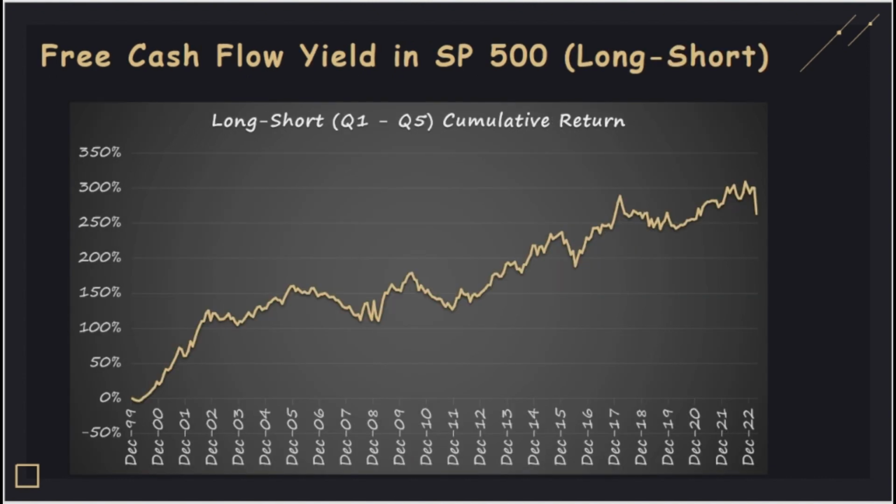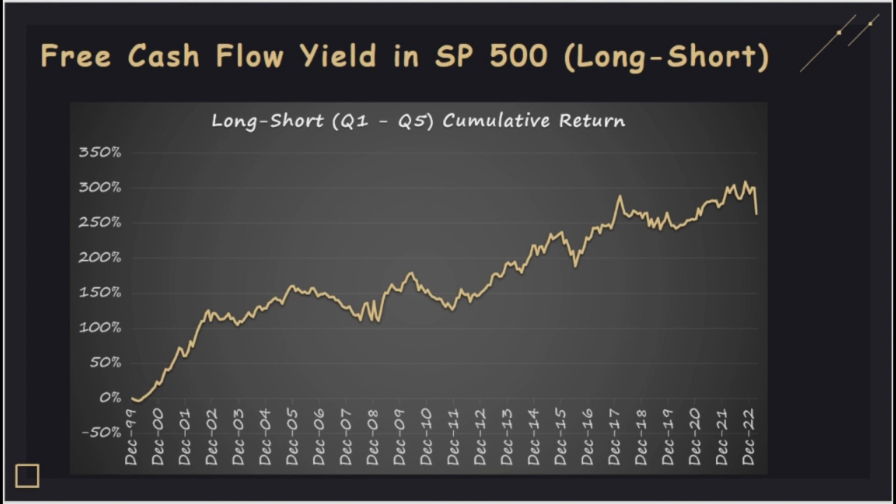In addition to the annualized return chart, we also plot the cumulative return difference between Q1 and Q5. Essentially, we are assuming we always long the stocks with the highest free cash flow yield and short the ones with the lowest free cash flow yields. Looking at the trend of the cumulative return line here, it's really impressive that the line goes up almost all the time, indicating that high free cash flow yield stocks outperform low free cash flow yield stocks all the time.